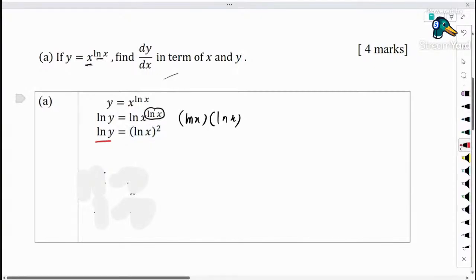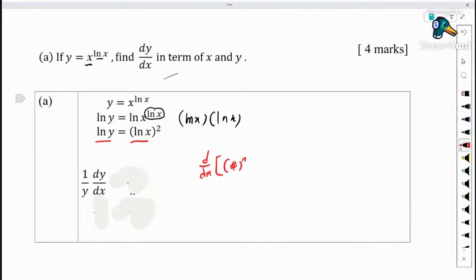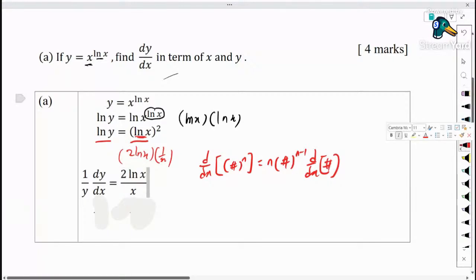By implicit differentiation, when you differentiate this one, you have the result as 1 over y dy/dx. For the other one, I need to make use of the power rule. By the power rule, recall, the answer is n multiplied by (something) to the power of n minus 1, multiplied by the differentiation of the something. So as a result, I have 2 times ln x, and the whole thing multiplied by the differentiation of ln x, which is 1 over x. So simplified, 2 ln x over x. Then I have my dy/dx equals, to get rid of this 1 over y, multiply y on both sides. That gives the result 2y ln x over x.